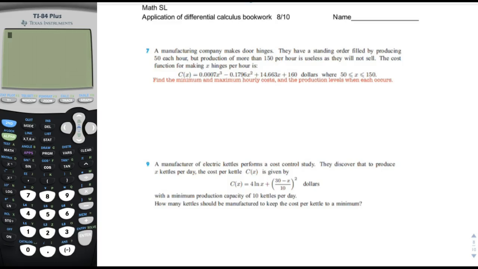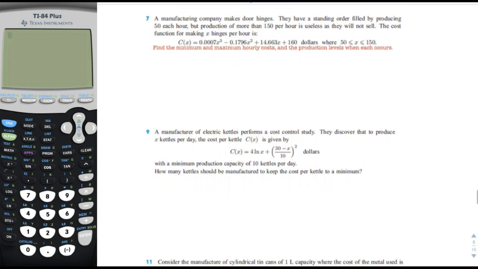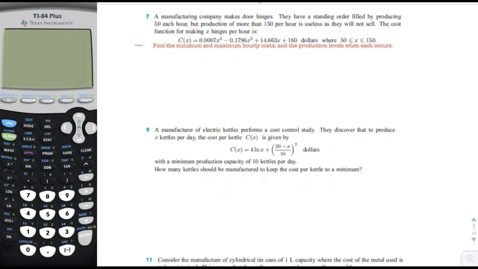Applications of differential calculus, page 8. First thing on page 7, maybe your copy of the problem set doesn't have this last sentence on it, which is important. It tells you what exactly you're supposed to do.